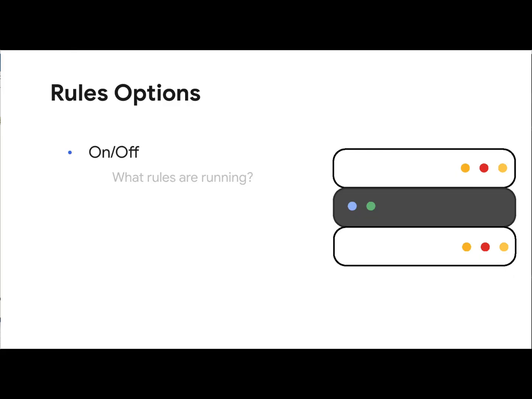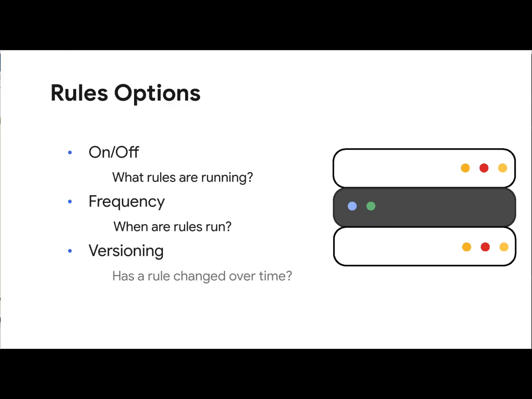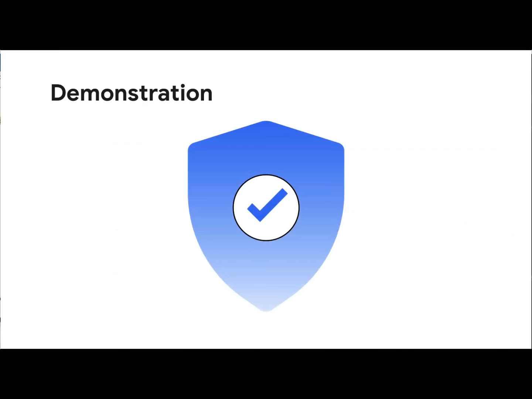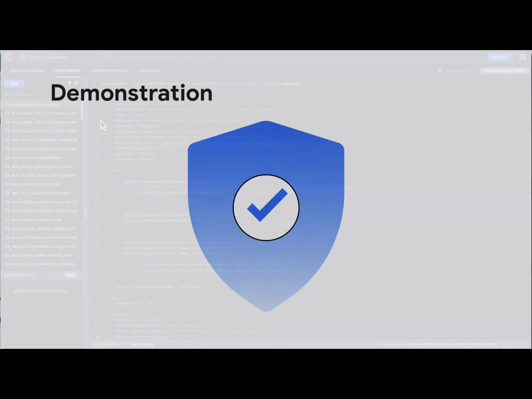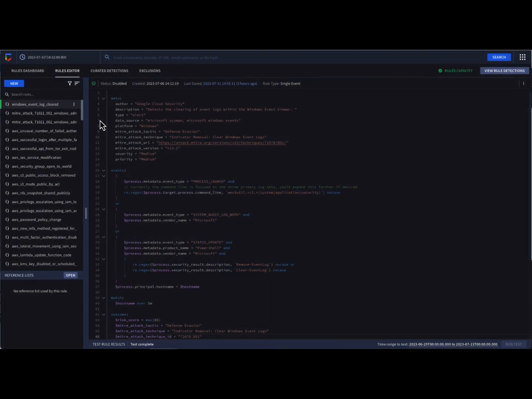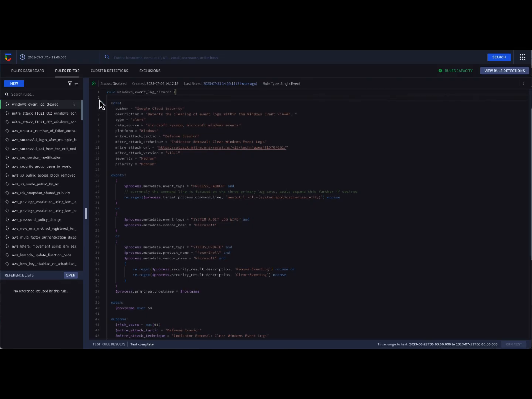For each rule, we have a number of options available to us. At a high level, these include turning the rule on or off, when we run the rule, and the version of the rule we have available to us. Let's look at these concepts and how they apply to a rule. Now, in the top right corner of our rules pane, we can see 3 dots just under the View Rule Detections button. When we click on these dots, we can see a listing of rule options.